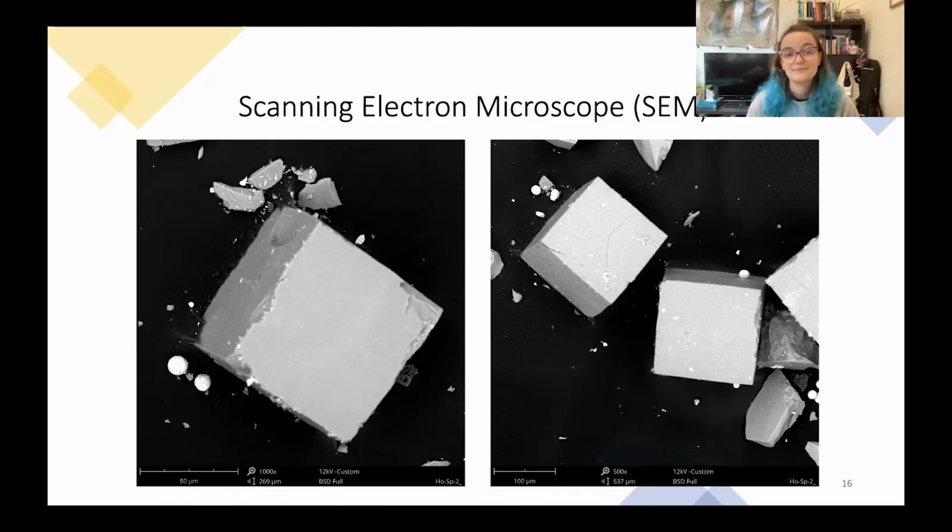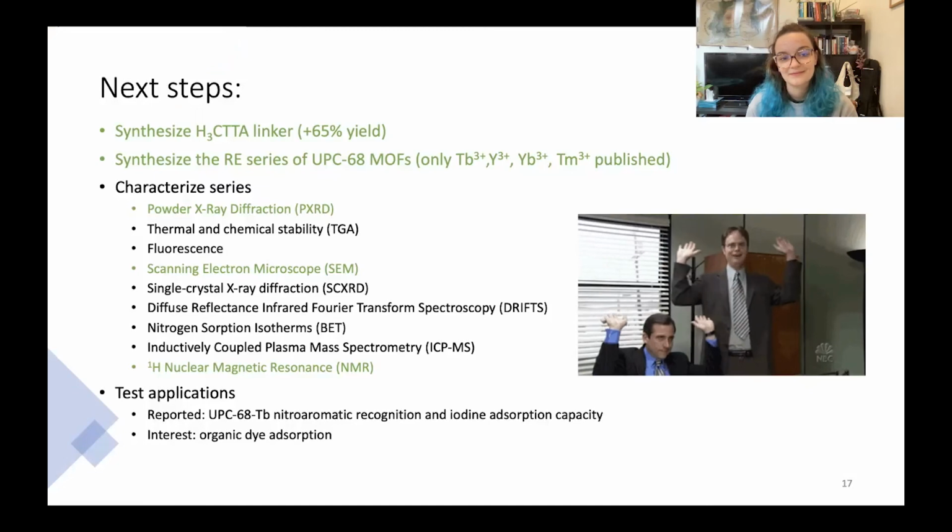We also put them under the scanning electron microscope to get a closer look. And so again, we see this beautiful crystalline structure, these really amazing cubic MOFs that are going to be very exciting to work with as we move along. And so this one is the holmium sample that I made.